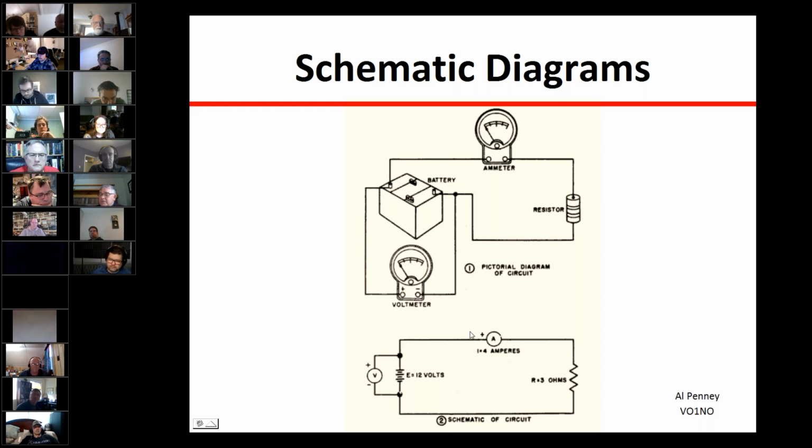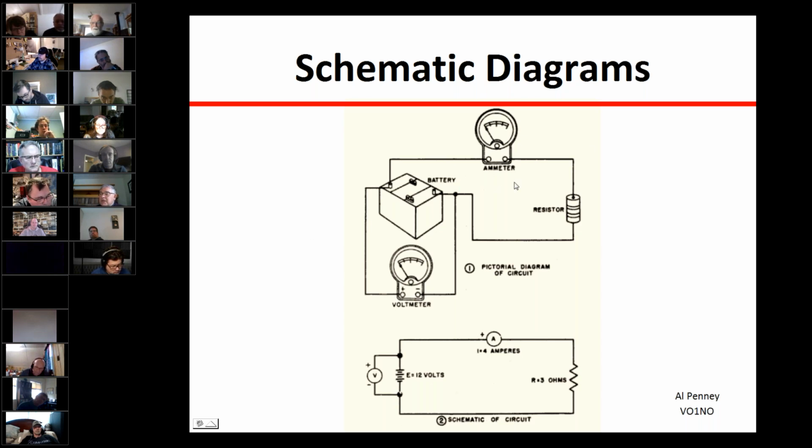The voltmeter is in parallel across the battery, or across a load later on. We'll talk about that. The ammeter is always in series. It measures the current flowing through, so it's got to be in series. Ammeters also have a positive and a negative terminal, so you've got to make sure that the positive is connected to the positive side and the negative is connected to the negative side right here.